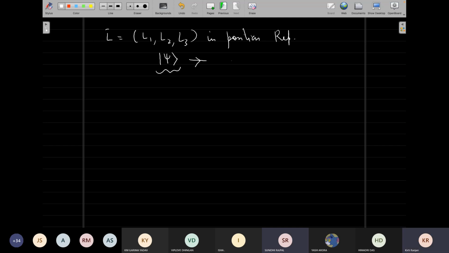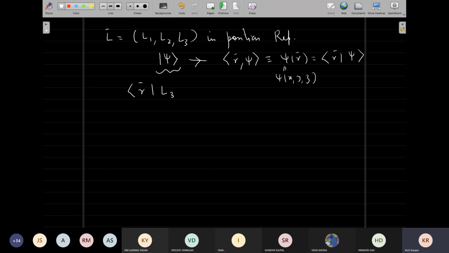So this is an abstract quantity. You apply R psi, which is psi of R, and of course in bracket notation you write it like this, which is nothing but psi of x, y, z. So what I am going to show very quickly in the next few minutes is what will be the representation of this guy L3. And remember that this is an operator acting on this. So those of you who are still confused can just remember that now we can talk about the operator representation. This is what I want to do.